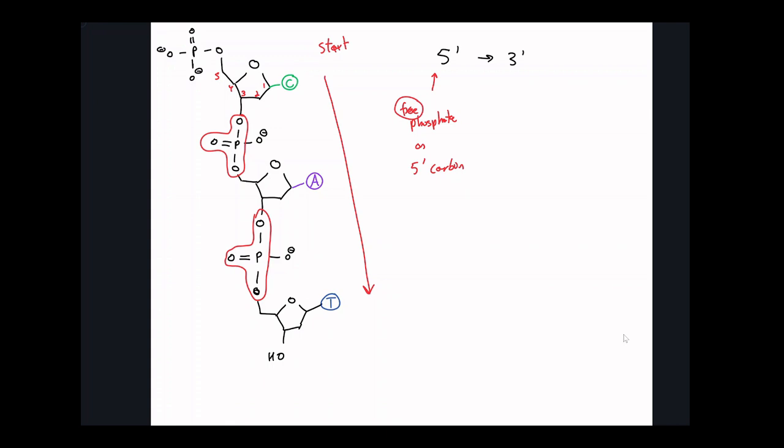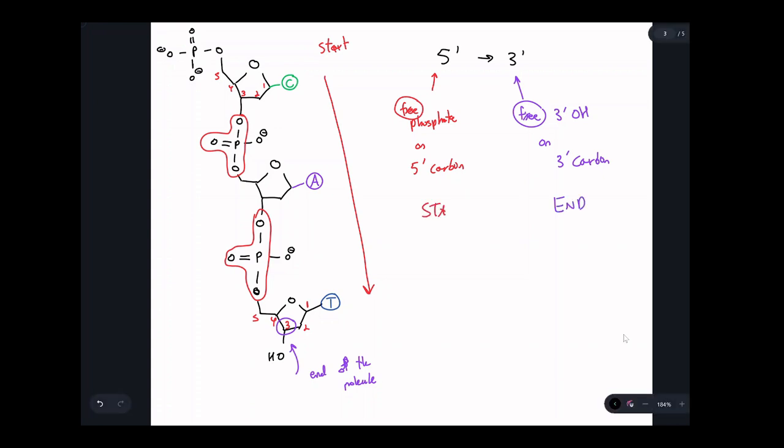Here, if we number the thymine sugar 1, 2, 3, 4, 5, carbon 3, and this is going to be important here, carbon 3 is now the end of the molecule. At the end on this side, we have a free OH group on carbon 3. So on the 3' end, there is a free 3' hydroxyl group, or OH, and we call it 3' because it's on the 3rd carbon. So this is going to be the end of the molecule, and this is the start.